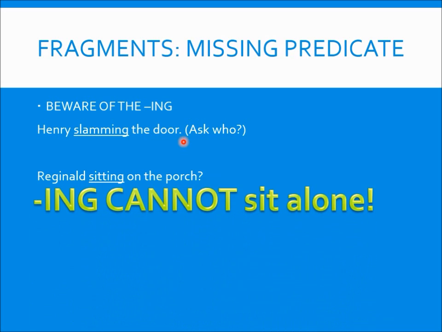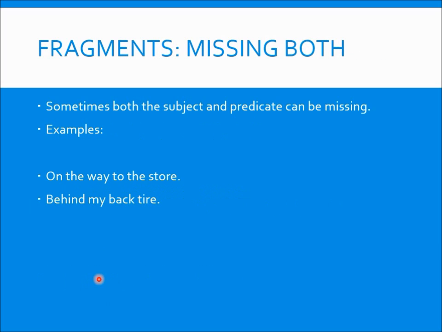It can never, ever sit alone. You will always need some type of linking verb in front of it. Reginald was sitting on the porch. So Reginald sitting on the porch is not a complete sentence. This is a fragment. Again, beware of the -ing. -ing cannot sit alone. You have to have some type of linking verb sitting in front of it. Here we have was.